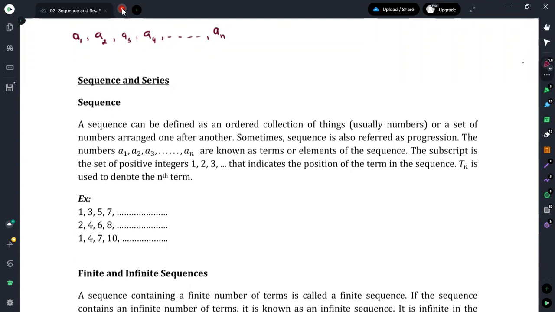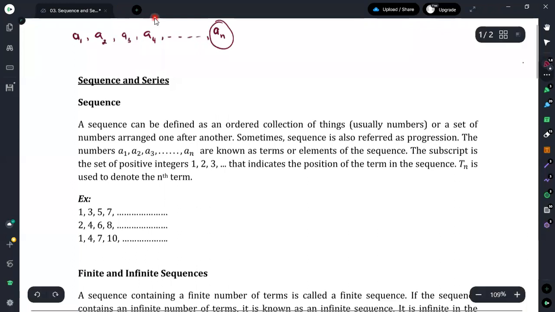Here, a1, suppose that it is the first term, a2 is the second term of the sequence, a3 is the third term of the sequence. Likewise, an stands for the nth term of the sequence. And when naming the nth term, rather than naming it as a1, a2, an, we tend to use the notation Tn to denote the nth term.